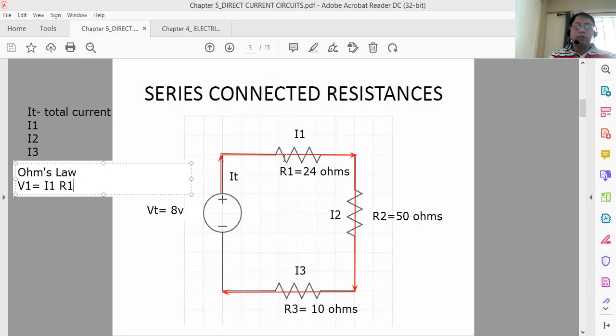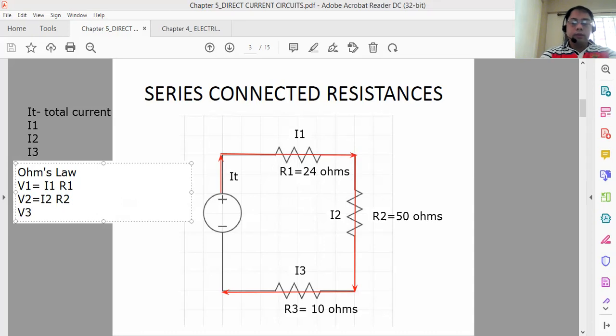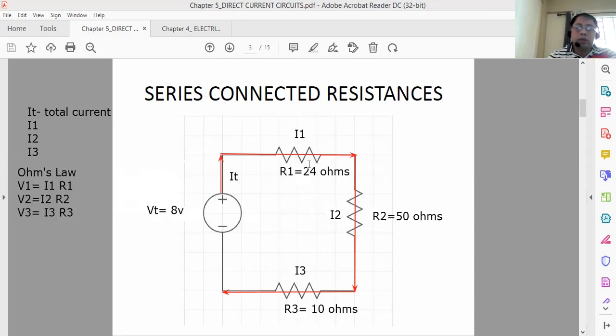So there will be a voltage for R1. Likewise, I2 times R2 results in another voltage, equivalent to I2 R2. And for V3, there would be an I3 R3 value. Again, these voltages result whenever we let current pass through these devices.